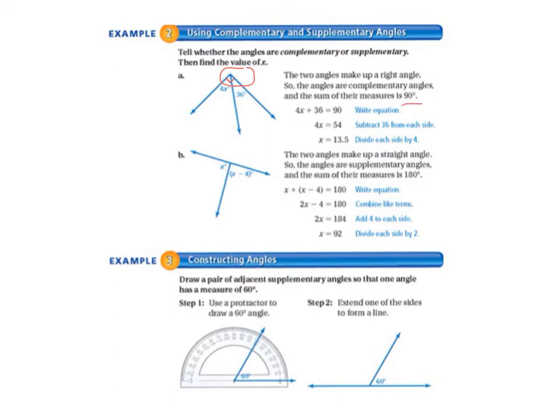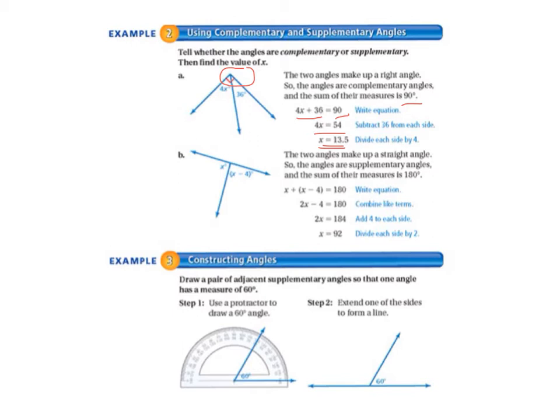So we're going to take the two angles and add them up and set them equal to 90 degrees. So then we just solve for x by subtracting 36 from each side, and we have 4x equals 54, and then we divide each side by 4, and we have x equals 13.5 degrees.